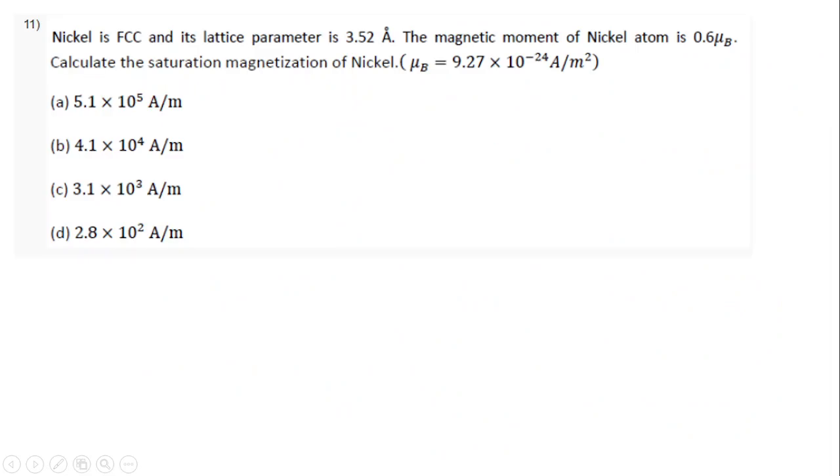We have one more question, and the question is: nickel is FCC and its lattice parameter given is 3.52 angstrom. Magnetic moment of nickel atom is 0.6 Bohr magneton. Calculate the saturation magnetization of nickel. First we will see the number of atoms per unit volume.